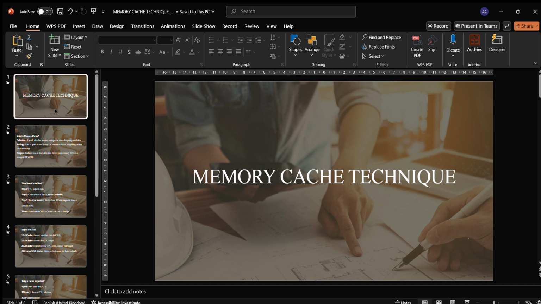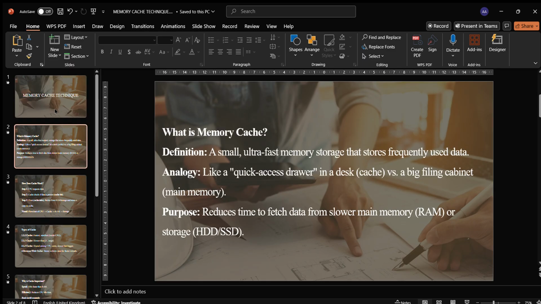Good evening. This evening I'll be presenting on memory cache technique in computer architecture. So let me ask, what is memory cache? Memory cache is a small, ultra-fast memory storage that stores frequently used data. The analogy is like a quick access drawer in a desk, or cache, versus a big filing cabinet, or main memory.